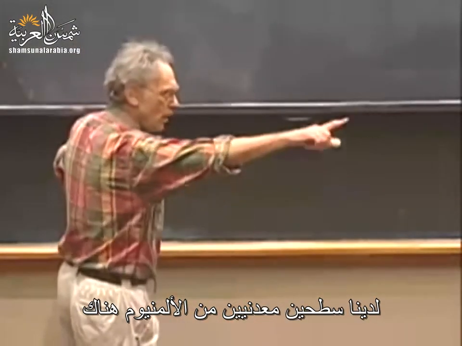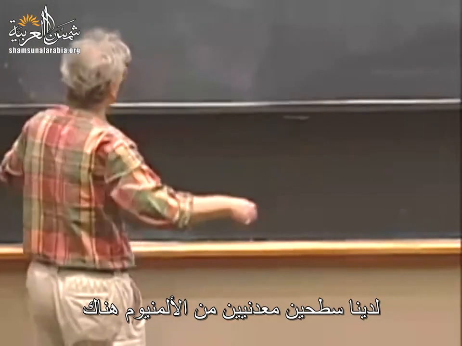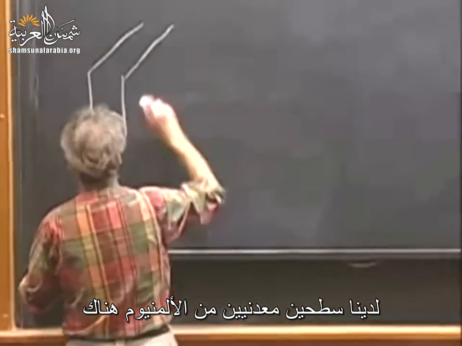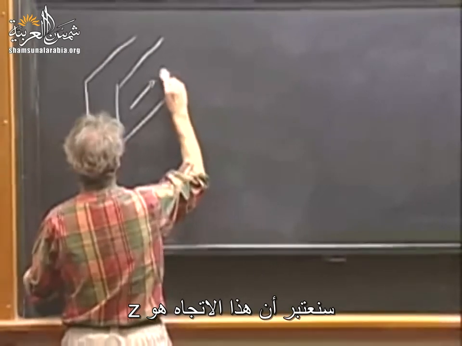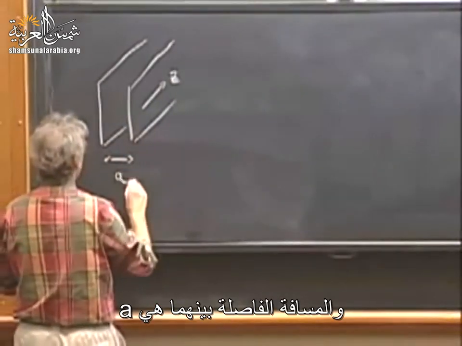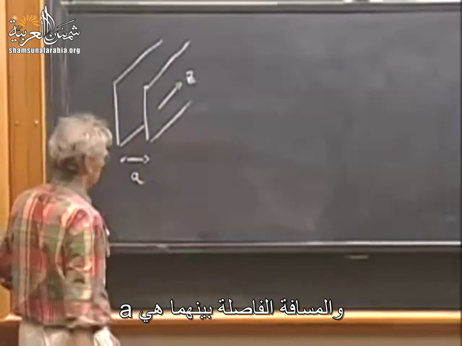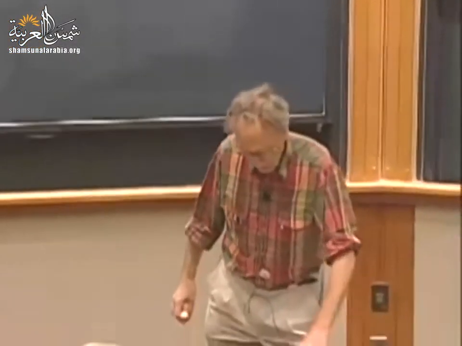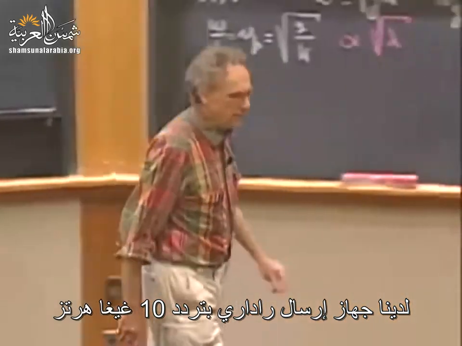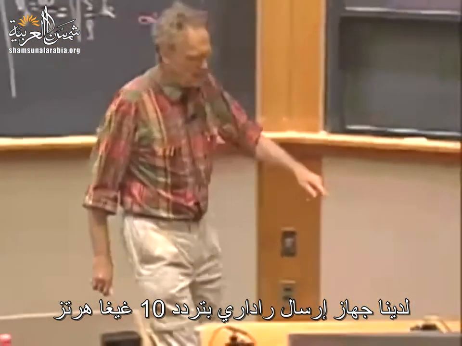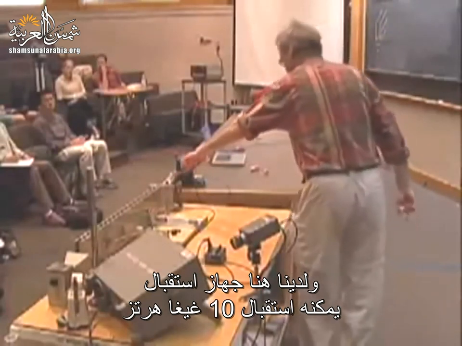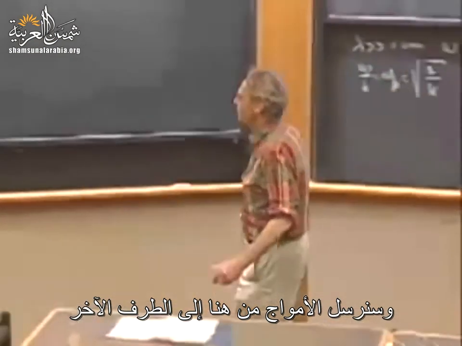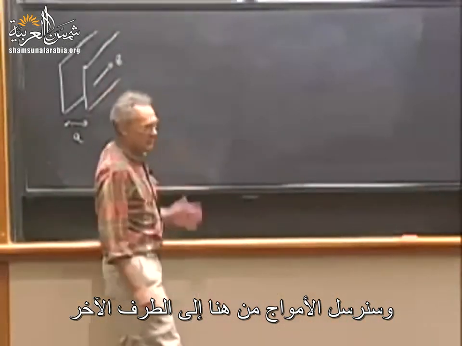We have there 2 aluminum metal plates that you see there. Here is one, and here is the other. Let's call this the direction of z. And let's say they are a separation a apart. So that's the separation between them. We have a 10 gigahertz transmitter, which is a radar transmitter here. And here we have a receiver, which can receive the 10 gigahertz. And so we're going to send it from here to the other end.